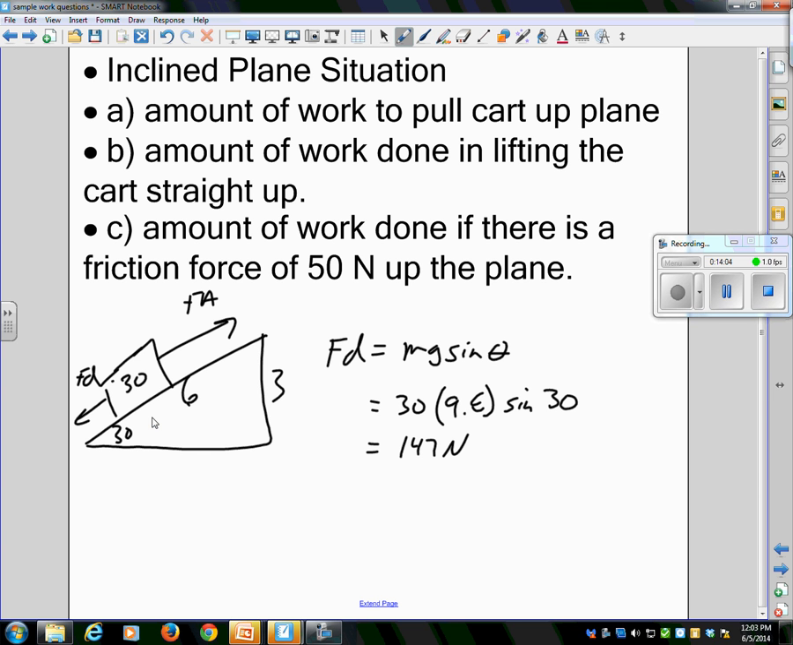Because that is the same as, it's this triangle here. It's like this, right? This is theta here. This is F perpendicular, this is the weight force, and this is F_D.